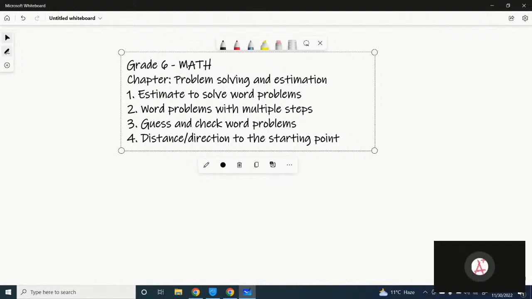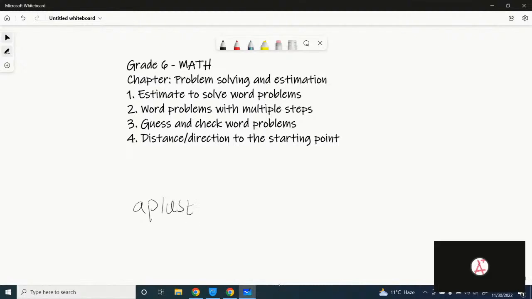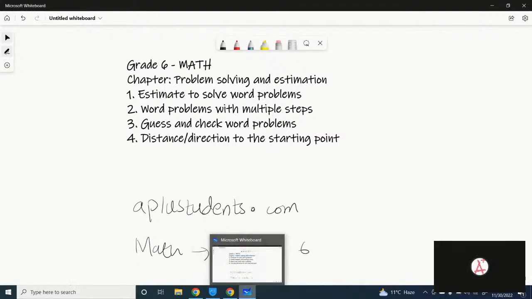So we're going to start with grade 6 maths. You can find all the lessons on aplusstudents.com. You have to log in there using your email address and password provided by the administrator. Then you have to select math from the subject tab. Scroll down to grade 6 maths. Click on view all lessons and find the chapter that is problem solving and estimation.